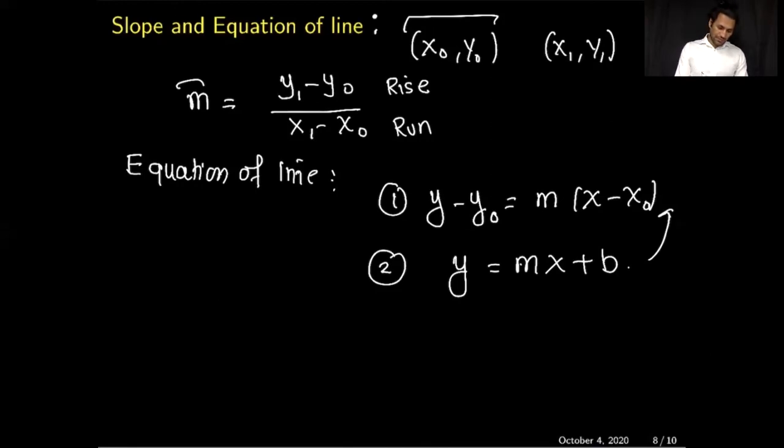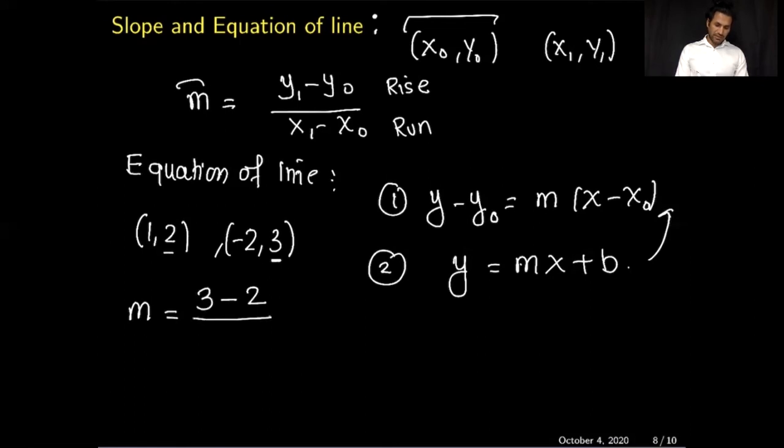So let me give you an example. Suppose you have the points (1, 2) and (-2, 3), and we would like to find the equation of the line which passes through these 2 points. First we will calculate the slope. Slope will be the y difference, which is 3 minus 2, divided by the x difference, so the corresponding x value of this point is negative 2 minus 1. So top will be 1 and bottom will be negative 3. So you will get the slope of the line as minus 1 divided by 3.